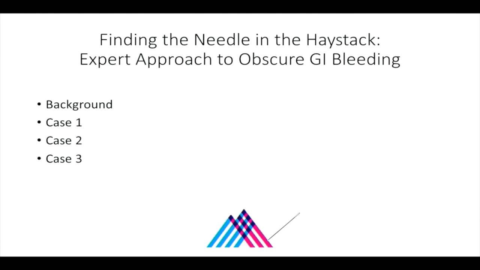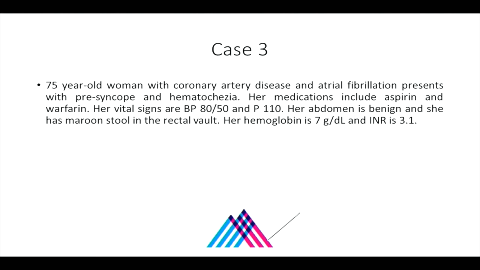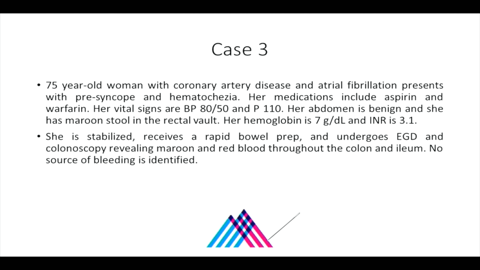I have a few minutes left, and we'll try to get through case 3, which is a 75-year-old woman with coronary artery disease and atrial fibrillation who presents with presyncope and hematochezia. Her medications include aspirin and warfarin. Her vital signs are 80/50 with a pulse of 110. Abdomen is benign, and she has maroon stool in the rectal vault. Her hemoglobin is 7 and INR is 3.1.